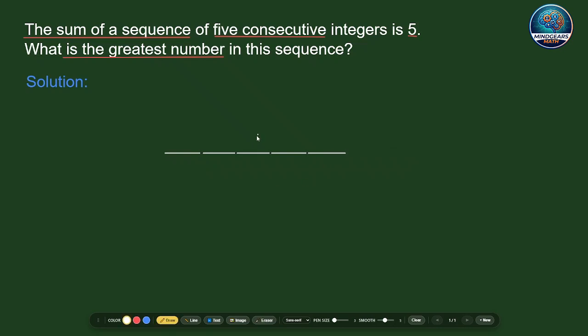First, let the middle integer of the 5 consecutive numbers be x. Because they are consecutive, we can write the 5 integers as x minus 2, x minus 1, x, x plus 1, and x plus 2. Now let's add them together and set the sum equal to 5.